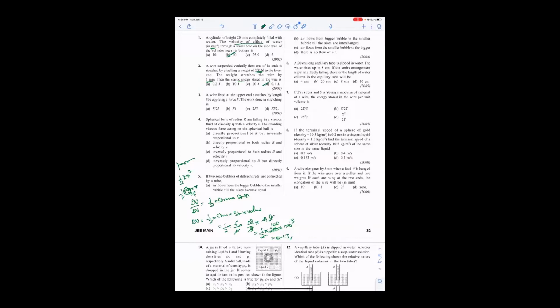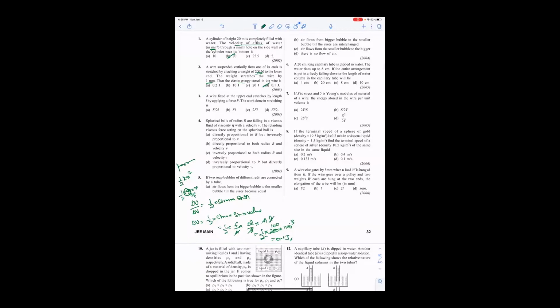A wire fixed at the upper end is stretched by length L by applying a force F. The work done in stretching. So the wire is fixed at the upper end. Now you are applying a force F and stretching it by a length L. So the elongation is nothing but length small l. So in that case, what is the work done? So small work done, if you are moving it by dy in y direction, dW, small work done is F dy, right?